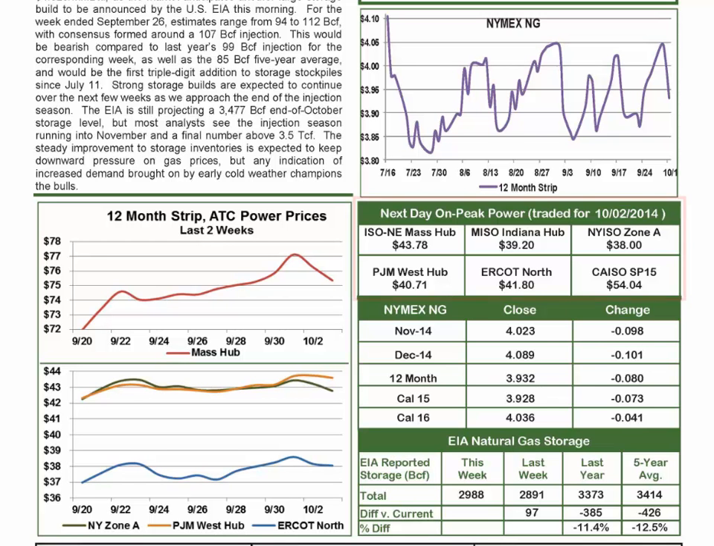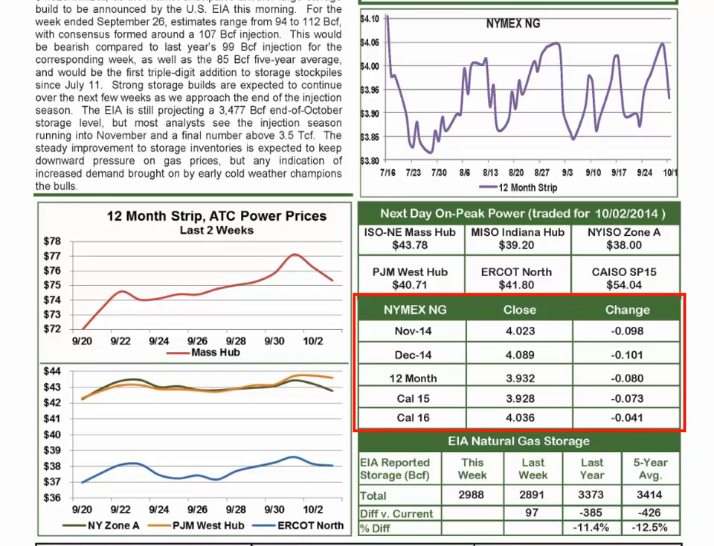Moving over to the graphs on the right, we have next day on peak power. And this is going to be measured in dollars per megawatt hour. So when we see that ERCOT, for example, is $41.80, remember that that's also 4.18 cents per kilowatt hour. Below that, we move from electricity back into natural gas. We see that this is the NYMEX natural gas pricing. For November 14, again, this is going to be a strip pricing, but it's going to be just for the 1 month of November. That it's going to close at $4.023 per MMBTU.